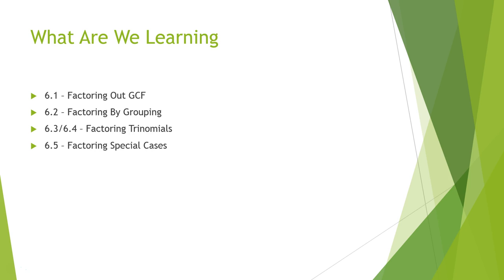In 6.2, factoring by grouping is really a special version of using the greatest common factor, and it is actually the general strategy for all factoring. I'd encourage you to become very, very familiar. Don't just toss it aside as just another trick. It's actually the general strategy for all of this.